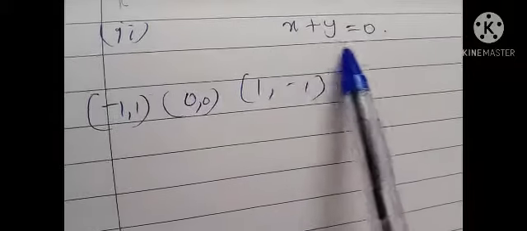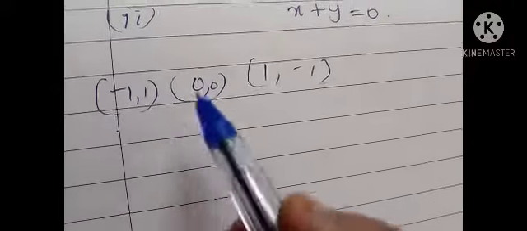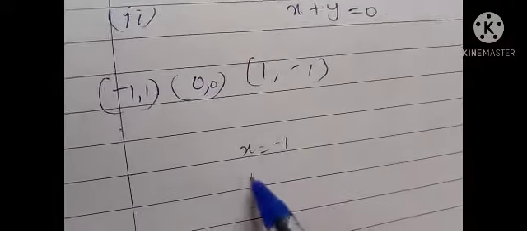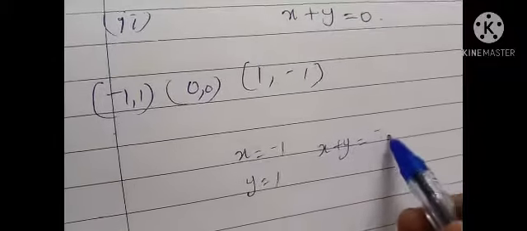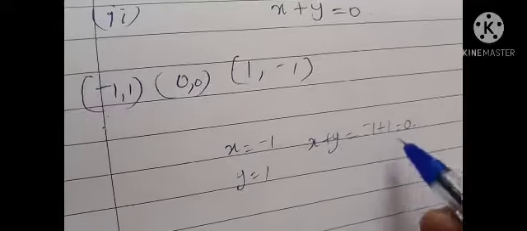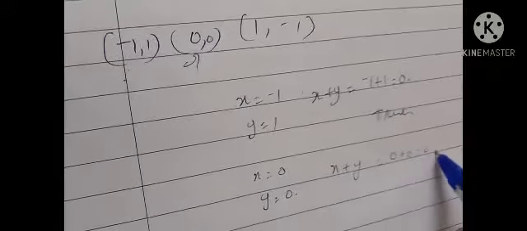Second choice, x plus y equals 0. So the first solution is negative 1, 1, x equal negative 1, y equal positive 1. So we can add x plus y, that is negative 1 plus 1 equals 0. So this is true. Here x plus y equals 0 is the given equation, so this is true. Then for the second solution, x is 0, y is 0. So we can add x plus y, so that is 0 plus 0 equals 0. So here also it is true.